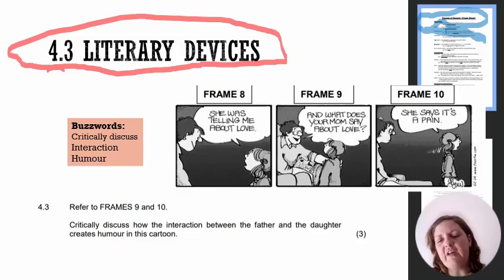Because you need to discuss why something is impactful. Figures of speech are used to make things impactful, to educate, or to make people laugh. So let's jump straight into the question.